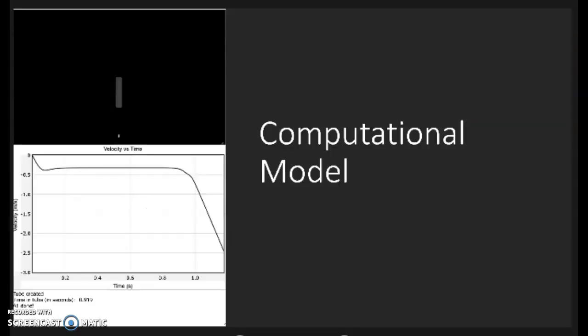Shown here is my computational model. As you can see, the slope of the velocity versus time graph plateaus while the magnet is inside the tube. This shows that the net force during this period of time is 0. My time in the tube is 0.9 seconds.